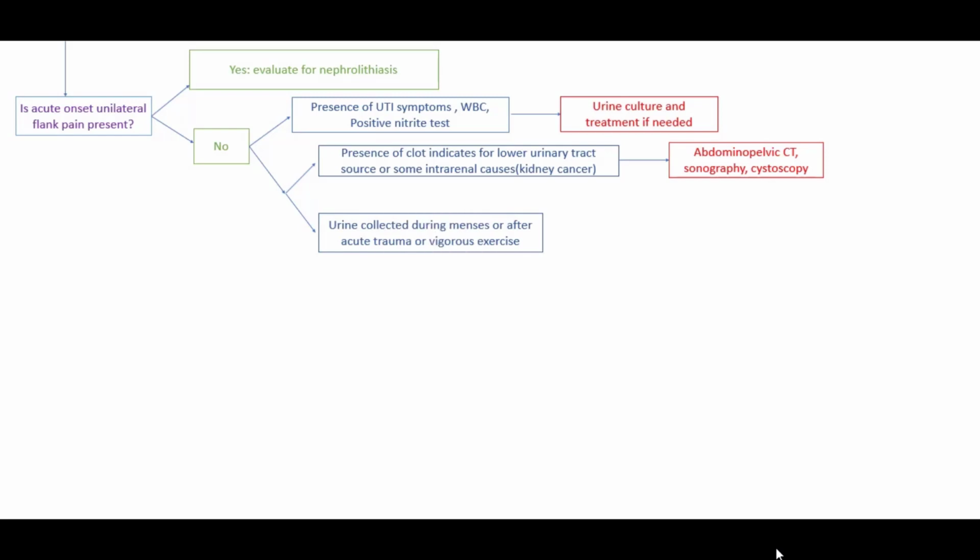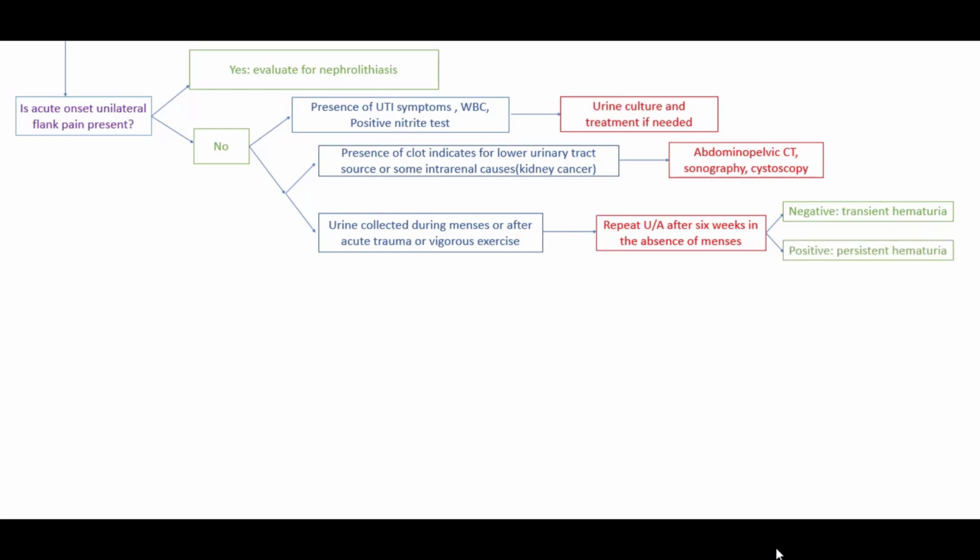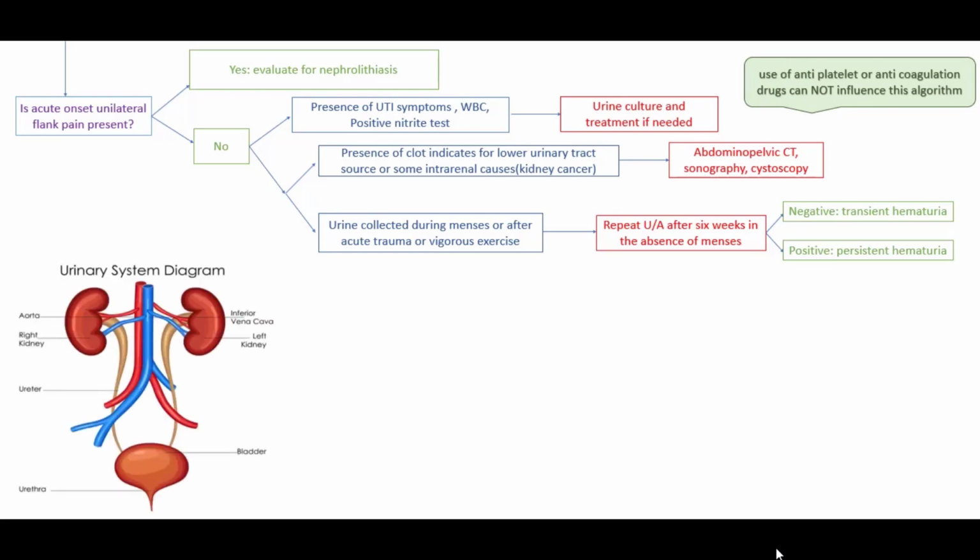Also, urine collected during menses or after acute trauma or vigorous exercise is very important, and we have to repeat the UA after 6 weeks in the absence of menses. If it is negative, we call it transient hematuria, and if it is positive, we call it persistent hematuria. And I have to say that use of antiplatelet or anticoagulation drugs does not influence this algorithm.